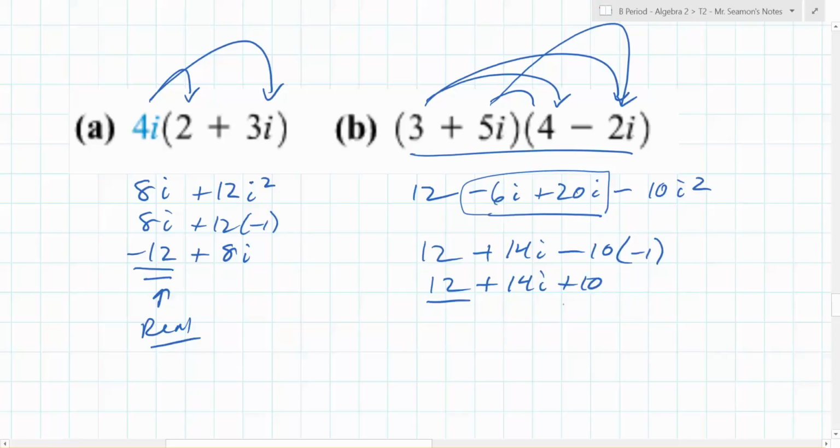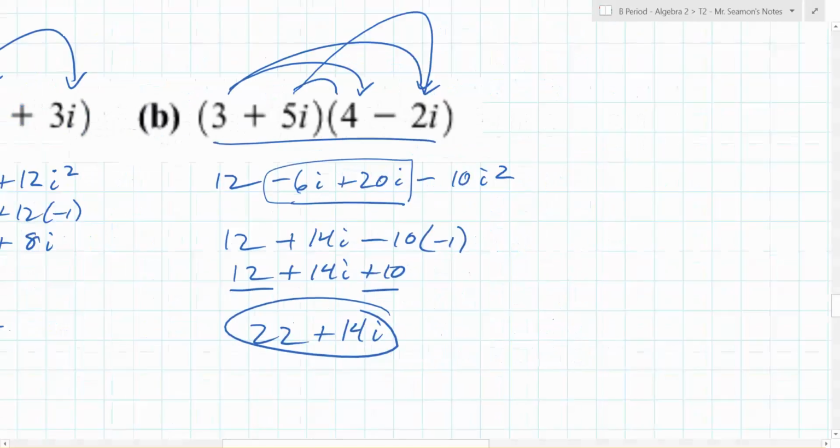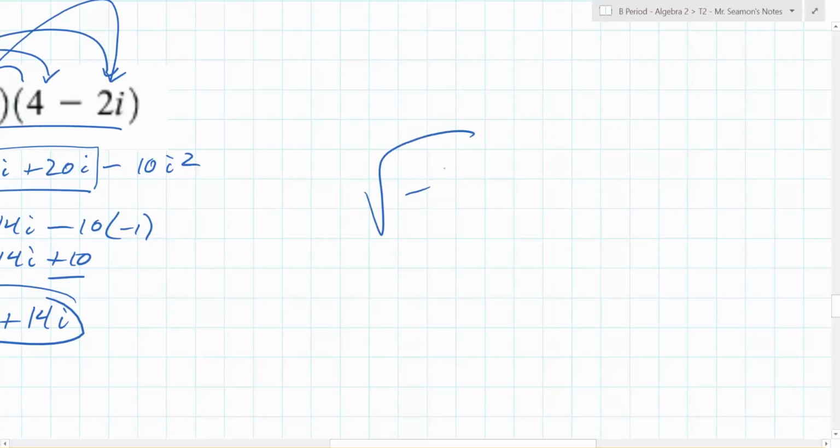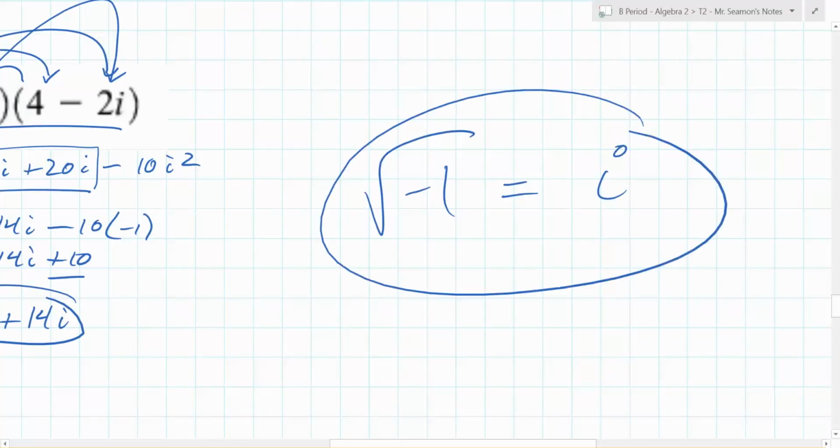Can you combine these two things? What do you get? 22 plus 14i. Done. Do the rules of math change? No, they don't. You're just given one new thing. The only new thing I've introduced today, the square root of negative 1, is called i. That's it. We're almost done, everybody.